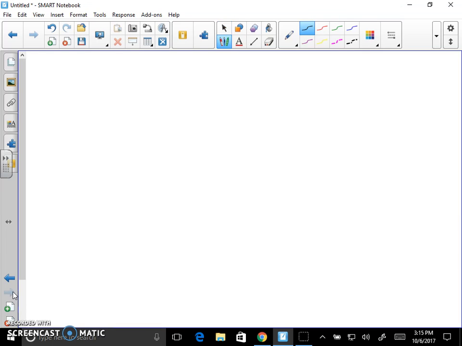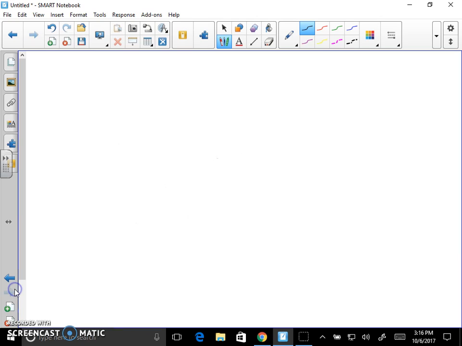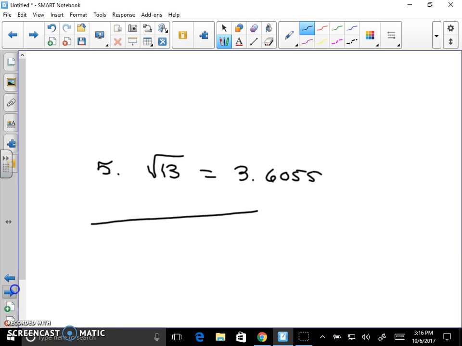Number 4, it says identify the location of the square root by placing a point on the number line. So the square root of 75 is equal to 8.66. So if I drew a number line, it would be somewhere in here, right? So it's between 8 and 9. Number 5, square root of 13, put that in your calculator, right? 3.6055. So number line, I have a 3 here, a 4 here, it's somewhere in here. So it's between 3 and 4.